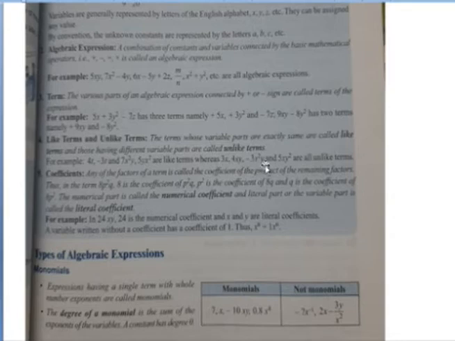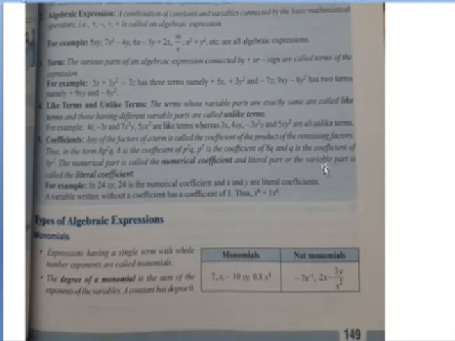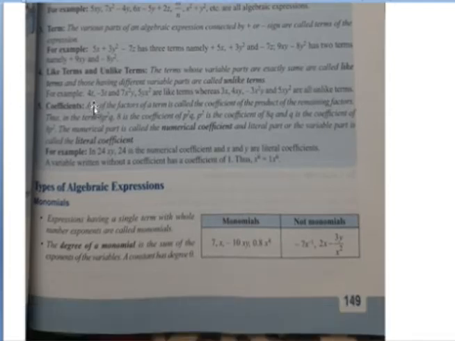And here 3x square y. So the degree of this term, here degree of x is 2 and y is 1. Here degree of x is 1 and y is 2. So degrees are different. So these are unlike terms. And how to find out the coefficients? Just look at here, 24xy. So in this term 24 is the numerical coefficient and xy is the literal coefficient.